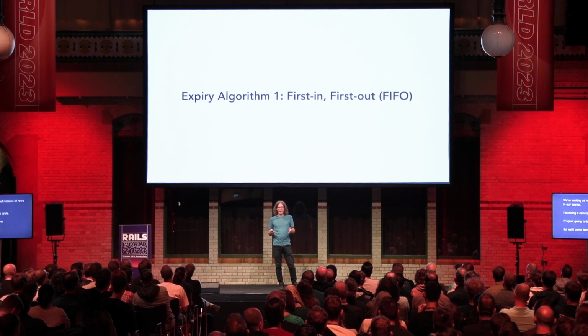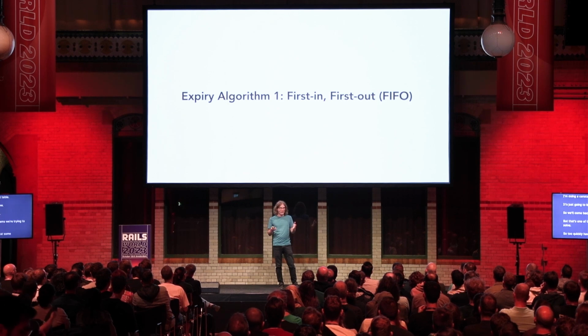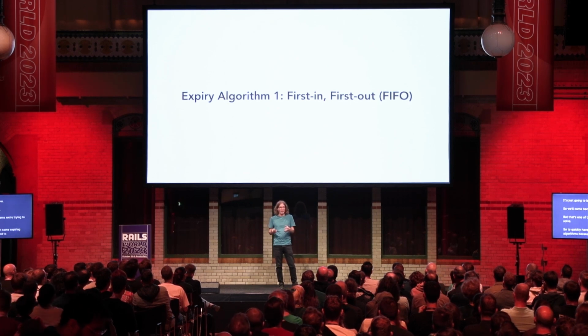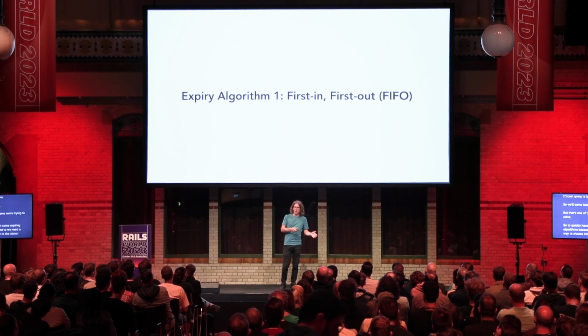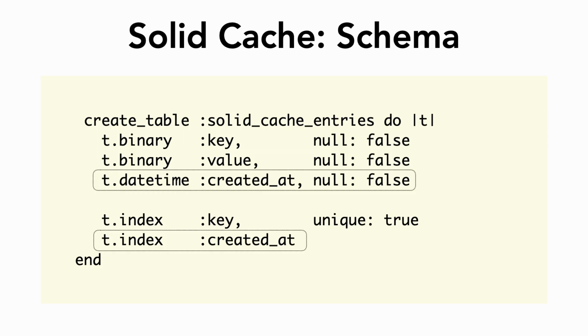Okay, so I'm going to quickly have a look at some expiry algorithms because we need a way to choose what is the oldest item. When we say we're going to start removing the oldest items, how do we define what the oldest item is? The simple first expiry algorithm would be FIFO, first in, first out. To do that, we're going to change our schema, add this created at field, and put an index on it so we can find the oldest records.